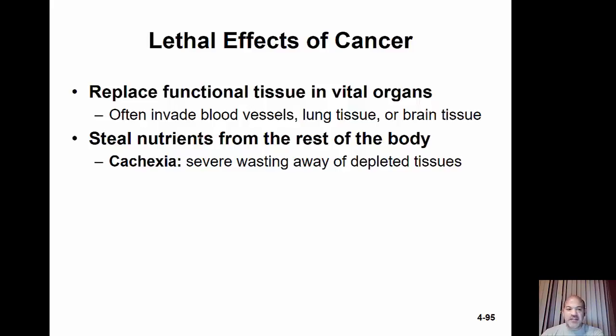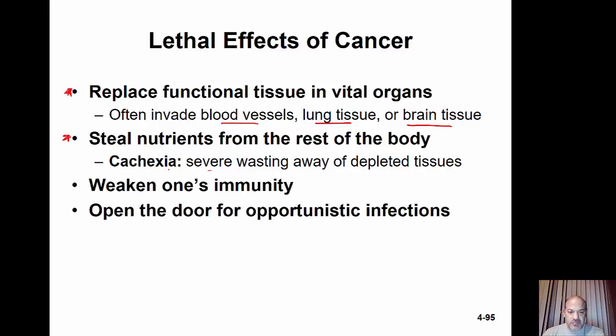So what are the lethal effects of cancer? How is it that cancer can be a problem? Here is one: the growing cells are going to replace functional tissue in vital organs. They often invade blood vessels, lung tissue, or brain tissue, which are all vital organs. Cancer tumors steal nutrients from the rest of the body, and they cause a condition called cachexia, which is severe wasting away of depleted tissues, because the tumor is taking up all of the nutrients, so the other tissues nearby are wasting away.